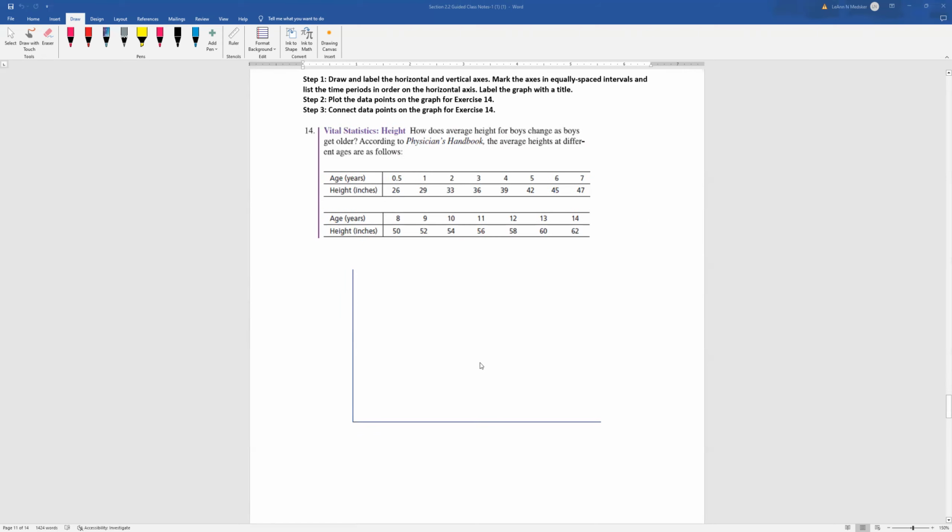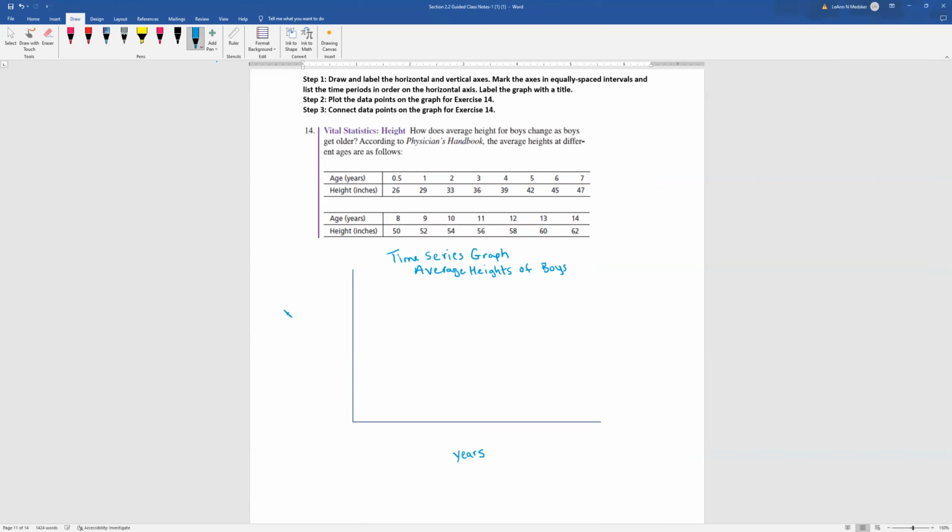So let's go ahead and label everything we need. If we look at our graph, we're going to be putting years at the bottom. This is a time series graph of the average heights for boys. I think that's how I'm going to title it: Average height of boys.